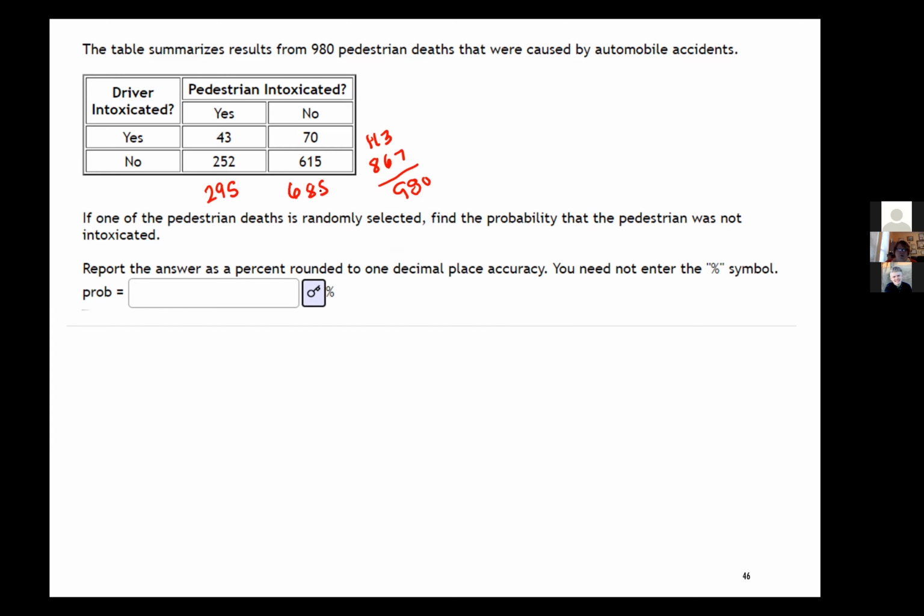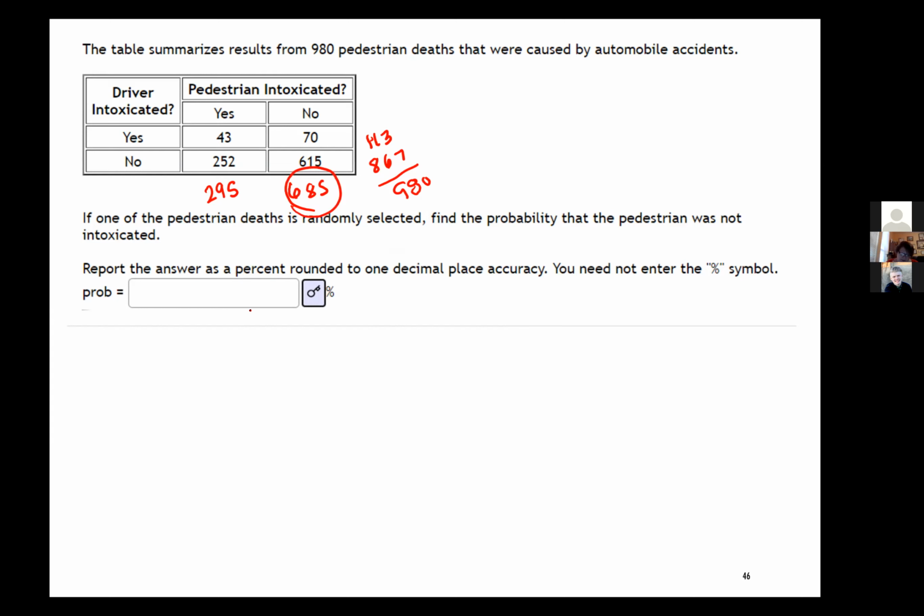So what are we looking for? If one of the pedestrian deaths is randomly selected, find the probability that the pedestrian was not intoxicated. Okay, so what do we have for not intoxicated pedestrians? We have 685. So 685 of the pedestrians were not intoxicated when they were involved in an accident and killed. So what's the probability that they were not intoxicated, but they were killed? Well, the total number of instances we looked at was 980, and 685 of those were not intoxicated.